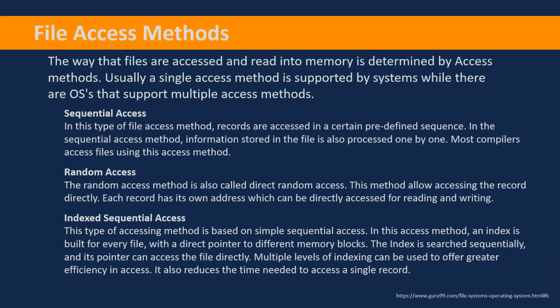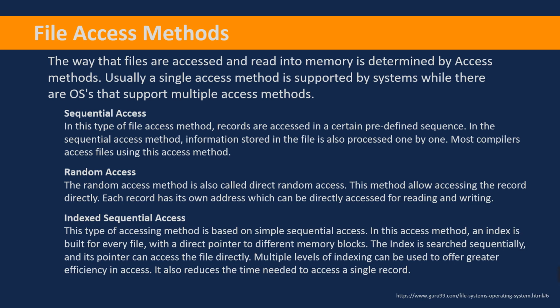Random access. The random access method is also called direct access. This method allows accessing the record directly. Each record has its own address which can be directly accessed for reading and writing. For example, if you want to access data from your random access memory, the access is random, based on the address.